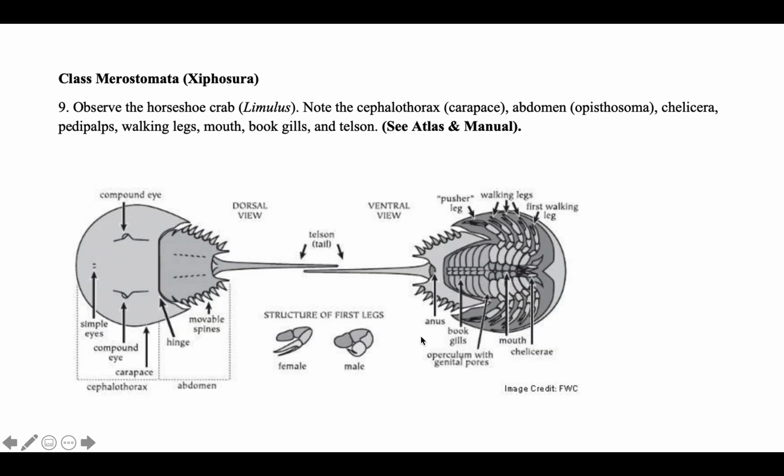So questions about them, just know what their structure is. They have this telson, which is a tail, right? Notice their carapace, abdomen, chelicera, pedipalps, walking legs, mouth, book gills.